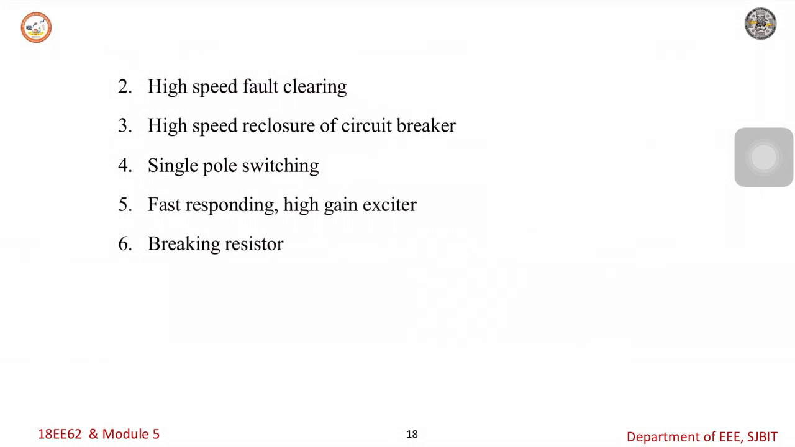If we have these, we can avoid the transient stability problem. Also, single pole switching, fast responding high gain exciter, and breaker resistors. These are the factors that affect the transient stability.